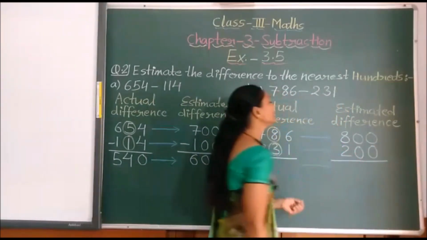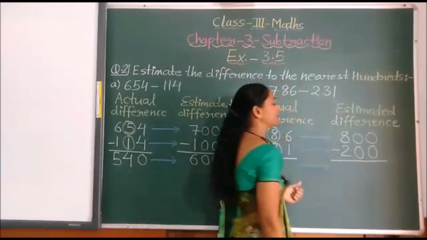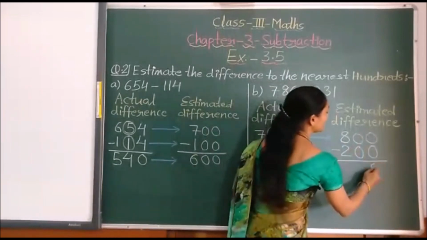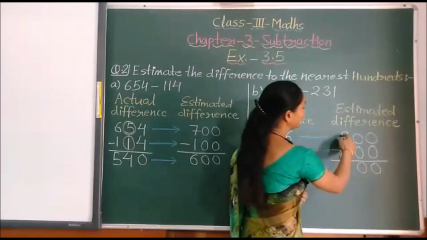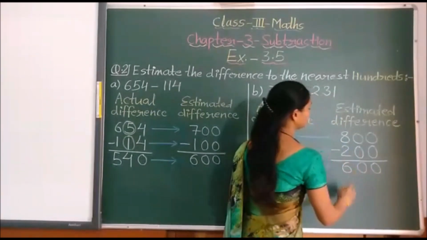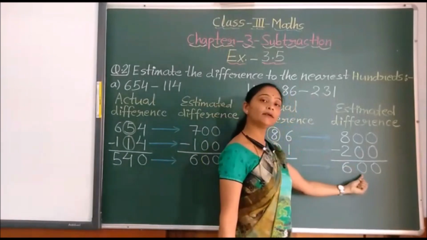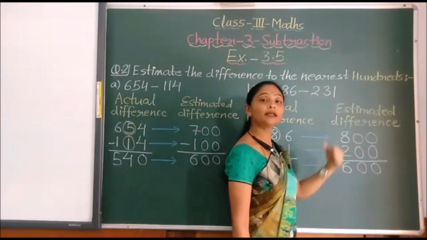Now what to do? We have to get the estimated difference. So here we will subtract these two. 0, 0, and 8 minus 2. 8 minus 2, 6. So here it is 6. Now we got 600 as the estimated difference.